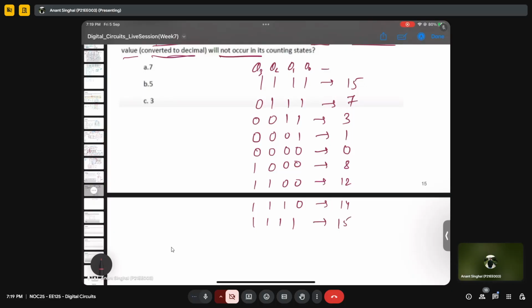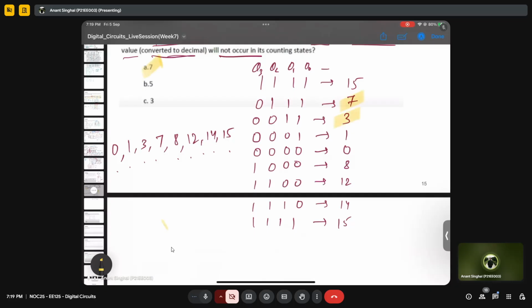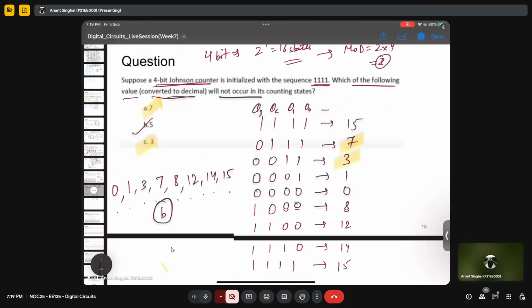I hope I've written it correctly. So you see the only states that are possible are 0, then 1, then 3, then 7, 8, then 12, 14, 15. 1, 2, 3, 4, 5, 6, 7, 8. As you can see in the question, 7 is there, 3 is there. Is there any 5? No, 5 is not there. The correct answer is option B. Is this clear to everyone?